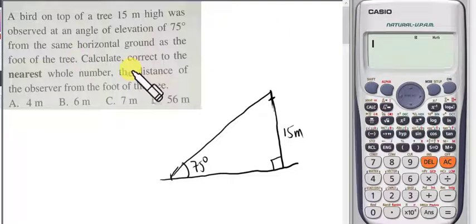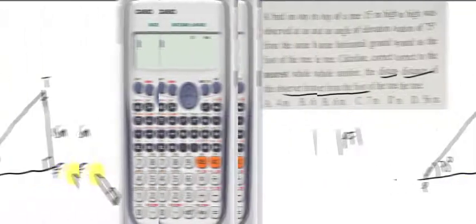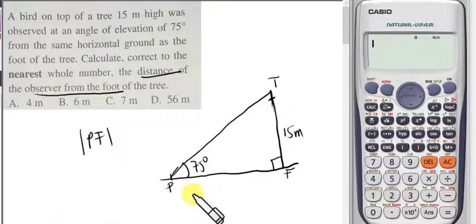from the same horizontal ground as the foot of the tree. And we have to calculate, correct to the nearest whole number, the distance of the observer from the foot of the tree. So let this be the top of the tree, let this be the foot of the tree, and let here be the observer. So let me put here P for point, so that is the observer. So we have to calculate the distance of the observer from the foot of the tree. So that is to say that we have to calculate PF, the length PF here. Okay, so what is the length PF here?